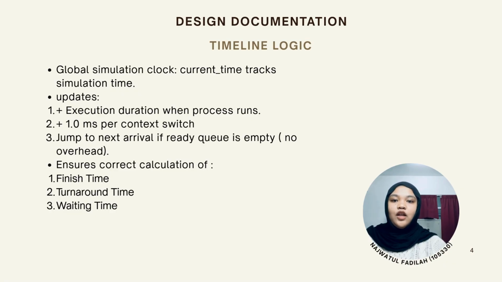For timeline logic, the simulation uses a single global clock called current_time to track all events. This clock is updated when a process executes, when a context switch occurs, or, if the ready queue is empty, it jumps to the next process arrival time without adding overhead. This allows us to accurately calculate each process's finish time, turnaround time, and waiting time.